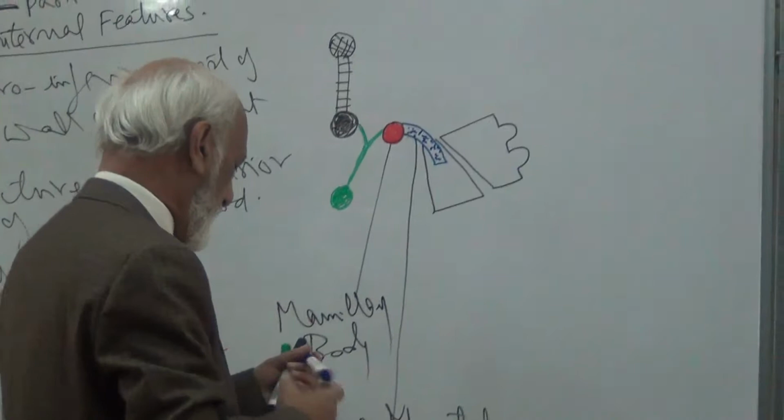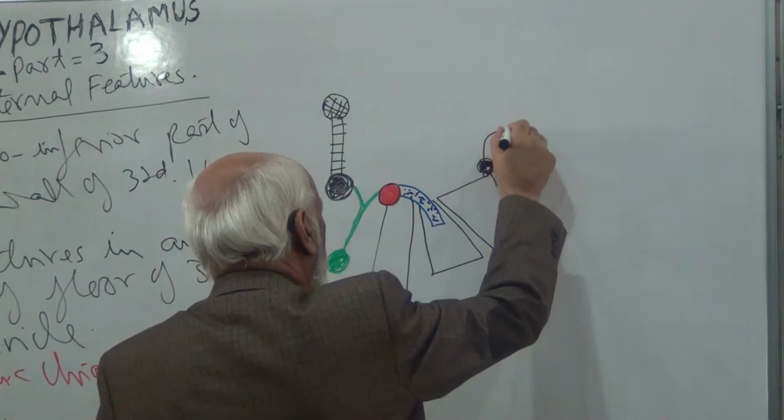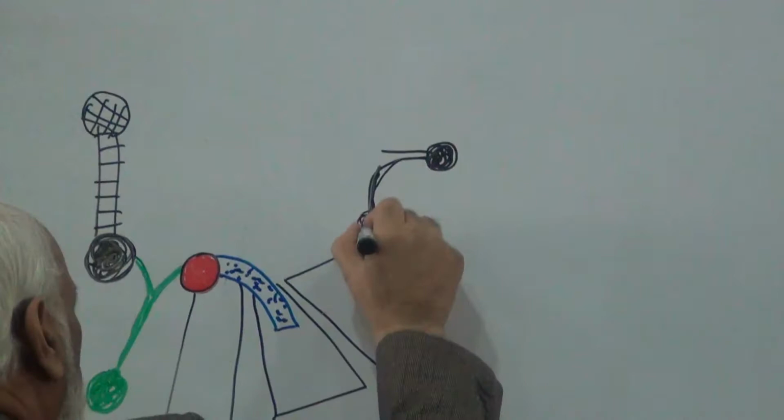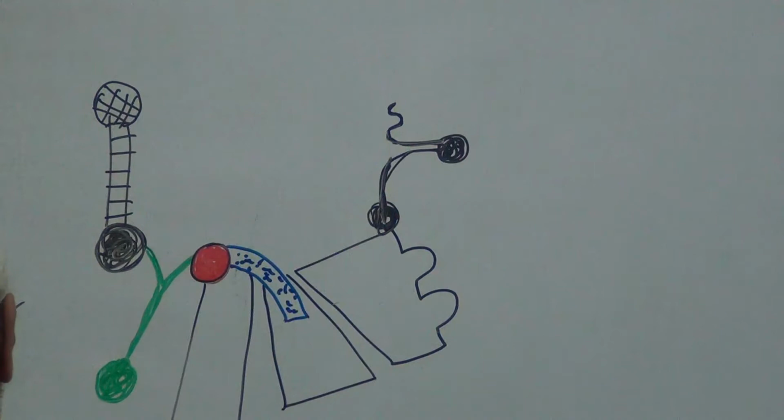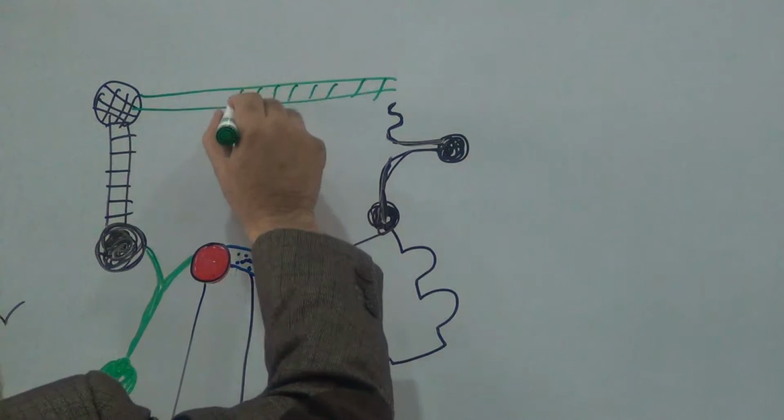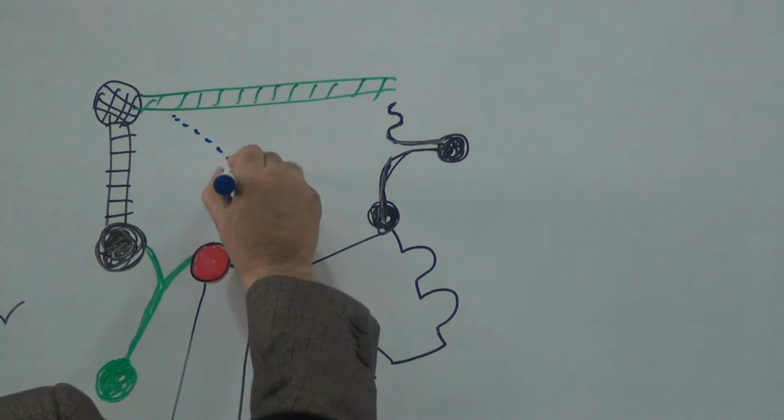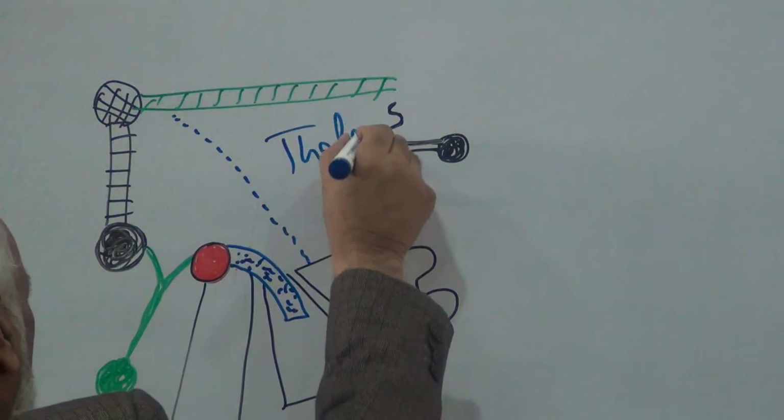Posterior commissure, pineal stalk and pineal body form the posterior wall of the third ventricle. Here is the fornix. This is the hypothalamic sulcus; above and behind is the thalamus, and below and in front is the hypothalamus.